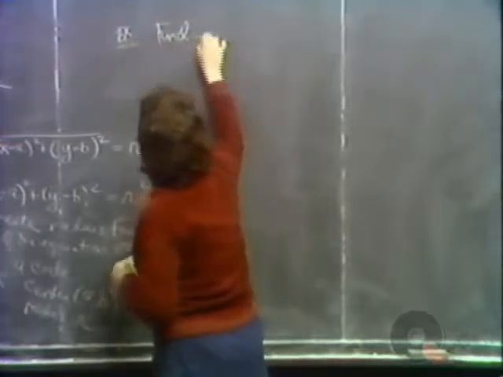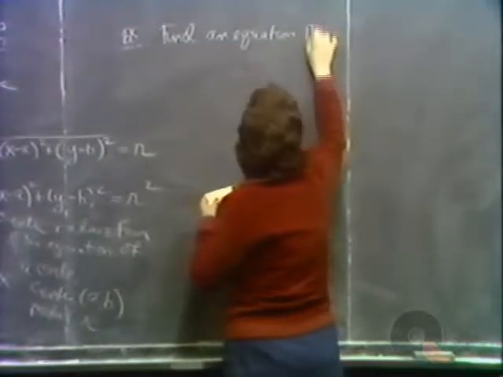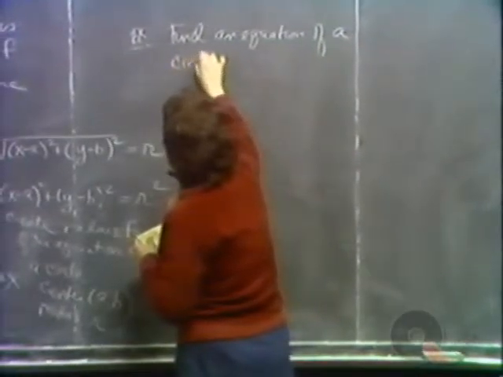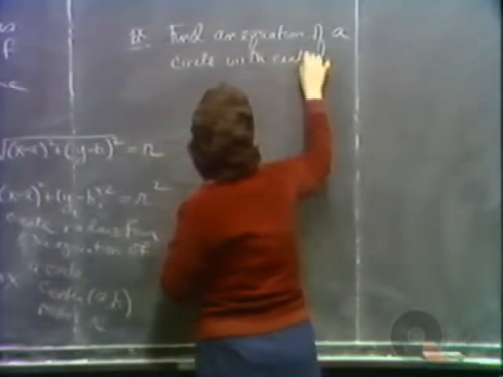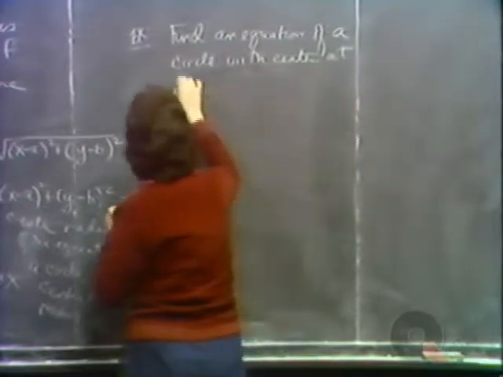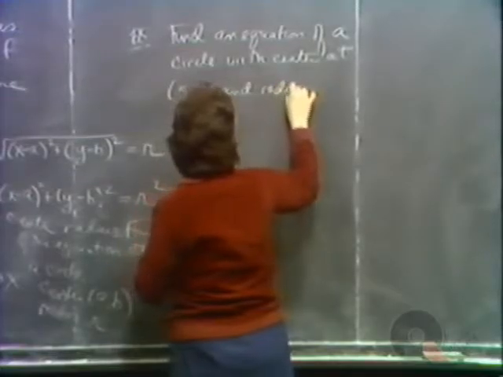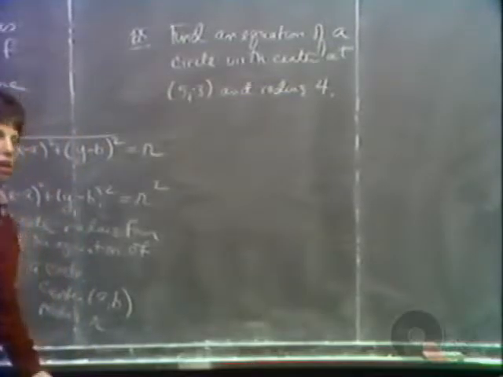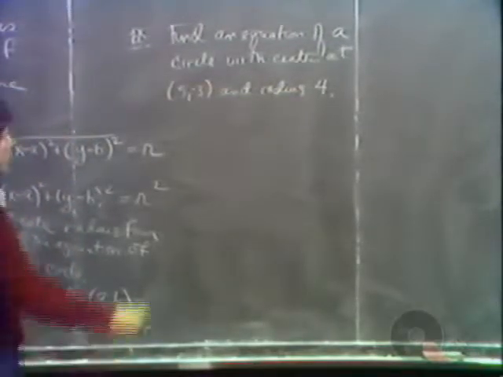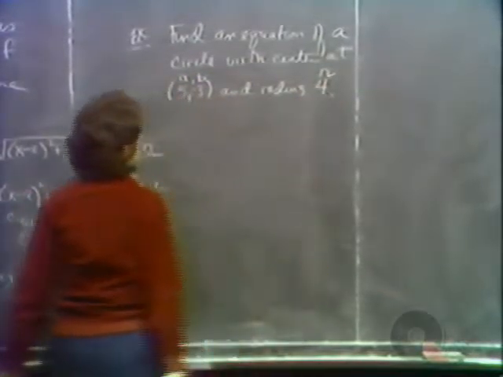Example, find an equation of a circle with center at (5, -3) and radius 4. And this is the most direct kind of problem you can have. You are told the coordinates of the center. In other words, you're told a and b, and you are told what r is. This is the easiest one.